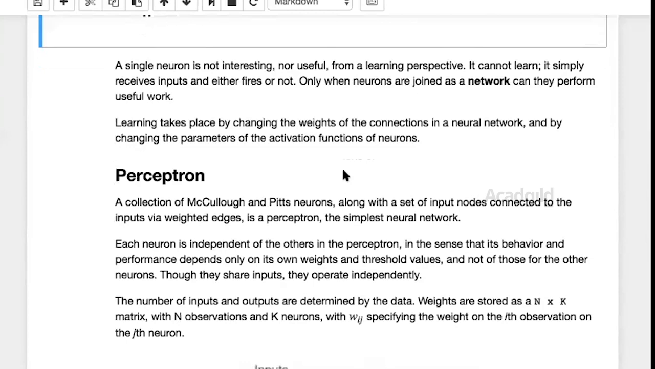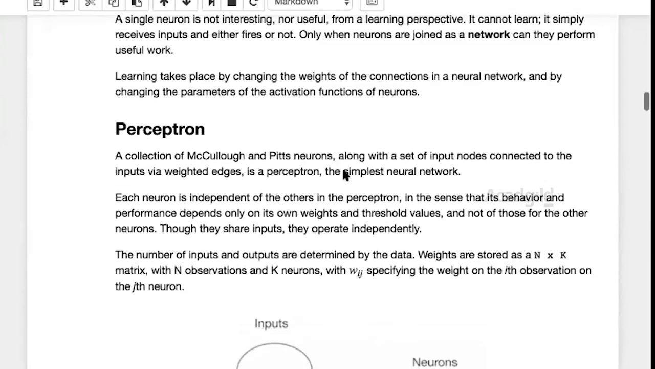So a single neuron is not interesting nor useful from a learning perspective. Obviously, as we've seen, one neuron is only going to say -1, 0, 1, or sometimes 0, 1. But a bunch of them build an architecture, and they can approximate any function. So when a bunch of them combine, that's called a network. That's why it's called neural network. Artificial neural network, convolutional neural network, recurrent neural networks.